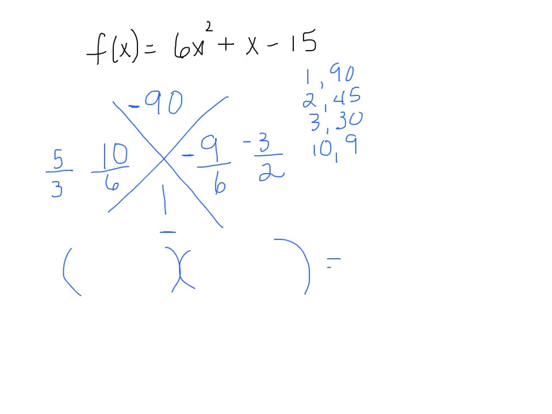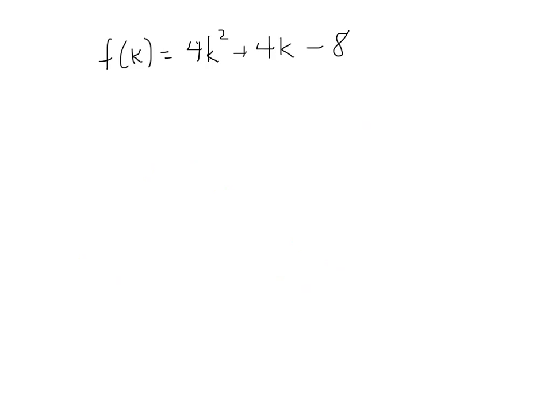So when I go to write this one out, this is f of x, I have 3x minus 5, sorry, plus 5, 3x plus 5, and 2x minus 3. Well, let's check it. This is 6x squared, minus 9 plus 10 is plus 1, and then minus 15, and that's correct. So this is a method that can be used, and I think you'll like it if you get used to it. Okay, one final example.